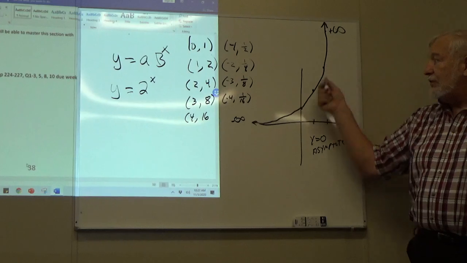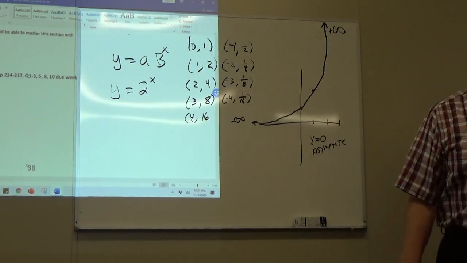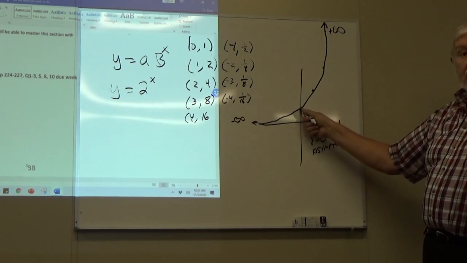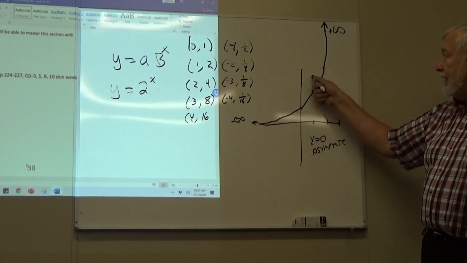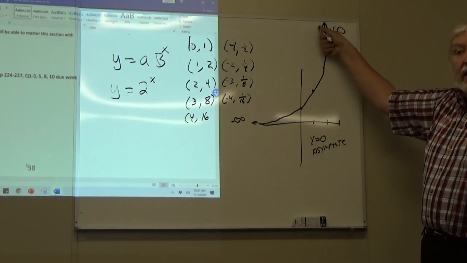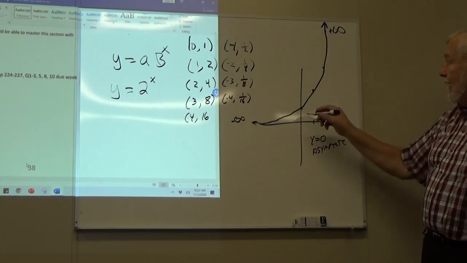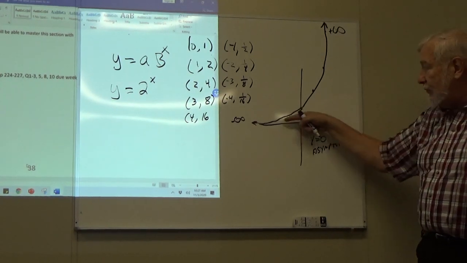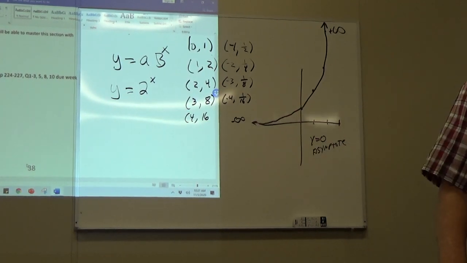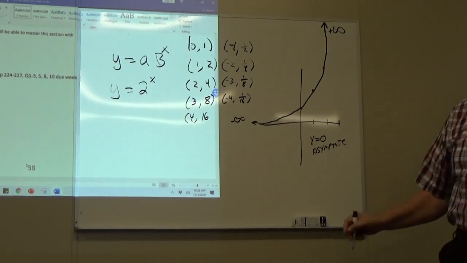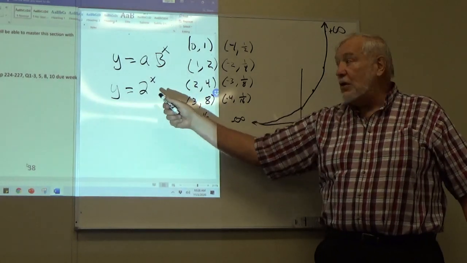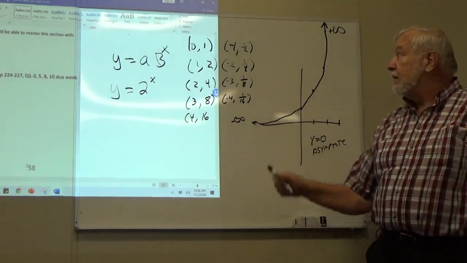Now, if my base number had been 3, then this would have shot up a little bit faster because at 1 I would have been at 3 instead of 2, and at 2 I would have been at 9 instead of 4, and so it would have shot up faster. And it would have gotten down to where I really couldn't tell whether it was on the line as it approached the asymptote. It would have got there faster also. So that is the change in base. As long as the base is greater than 1, this is what the graph looks like.